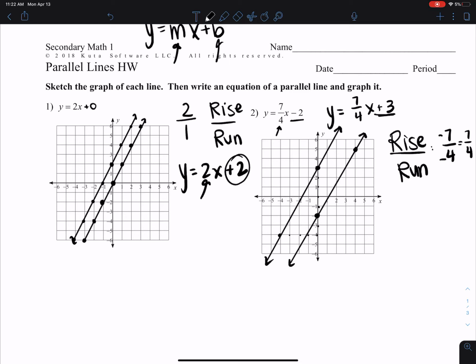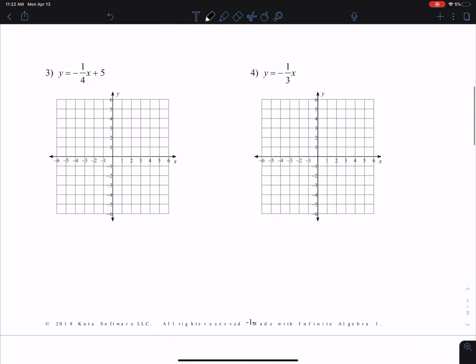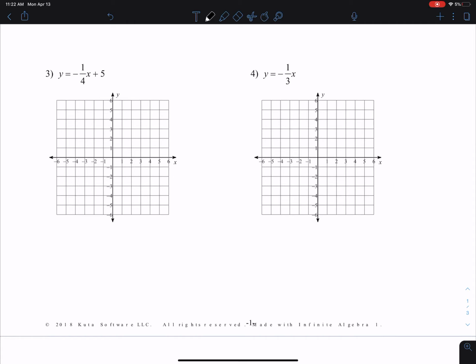So it shouldn't take you too long, as long as you remember how to graph. And then the important part here is that parallel lines have the same slope. So on the first one we had 2 and 2. Here we have 7/4 and 7/4. So on the next one we have y equals -1/4 x plus 5. So this should be y equals -1/4 x. And then you get to pick that number. And it can be positive, it can be negative, but that's how you do the parallel lines homework.